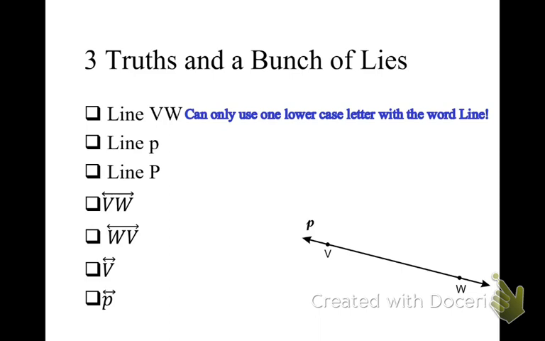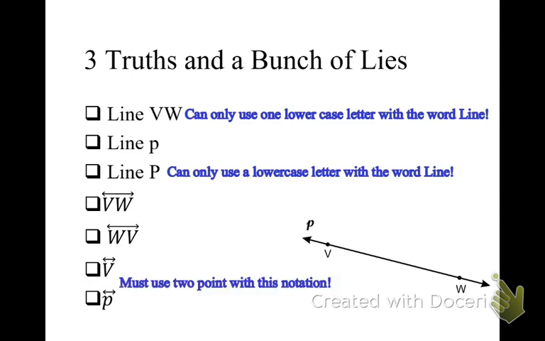Line capital P. No, because what does this capital letter represent? The actual point. Yeah, a point. Is there a point P on this picture? No, so that one's not going to work. VW with arrows above. That one's good. WV. Yes. V. No. You need 2 letters. And then P. Same thing. You need 2 letters down here. Okay, so these would be no's. So we had 3 yeses.